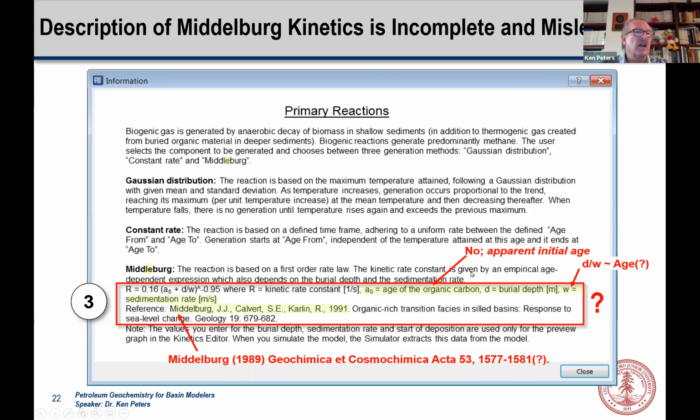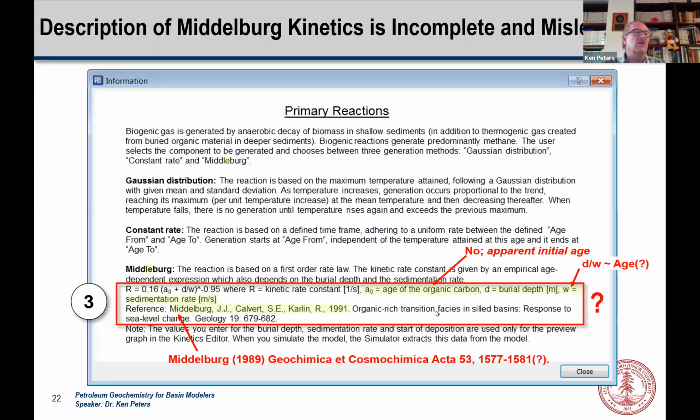One is the apparent initial age, which is not the age of the organic carbon. Middelburg defines that as A. He also has a different way of getting at the other variable, the age of the sediment itself. He calls that T. Here it's defined as the burial depth divided by the sedimentation rate. Well, even in shallow sediments, the sedimentation rate can vary through time, so this is a little bit risky.